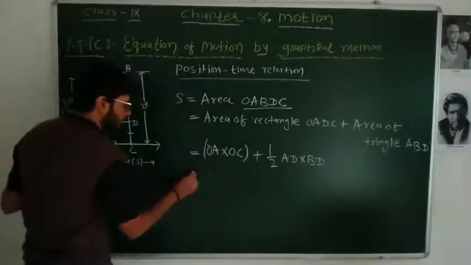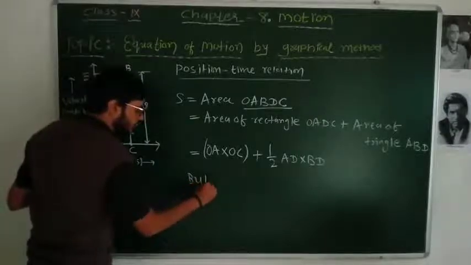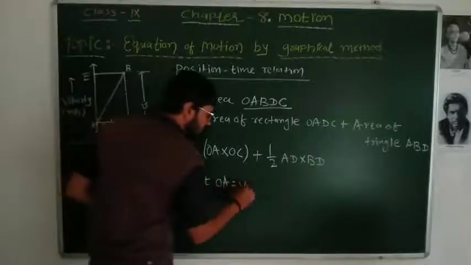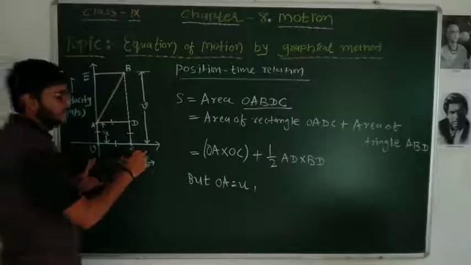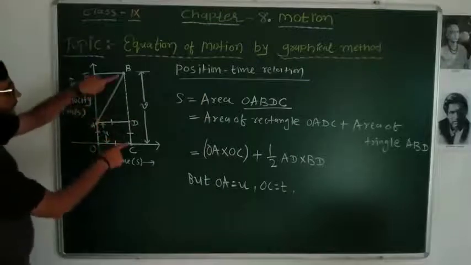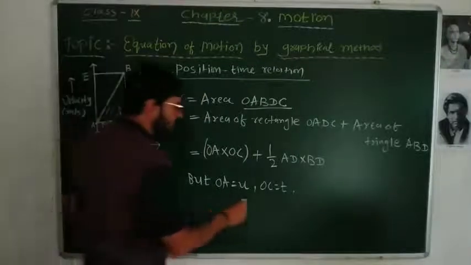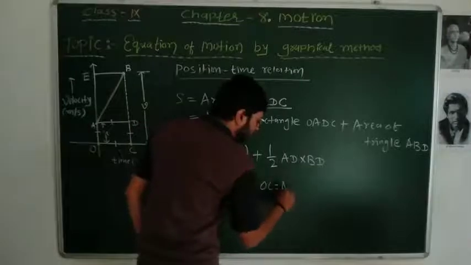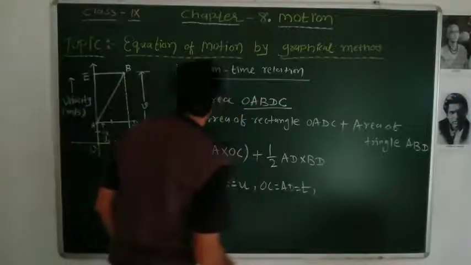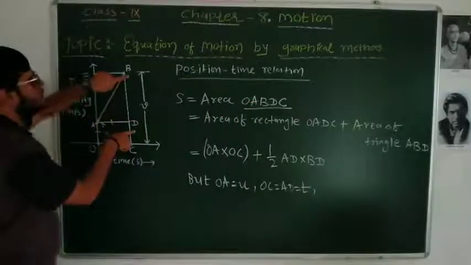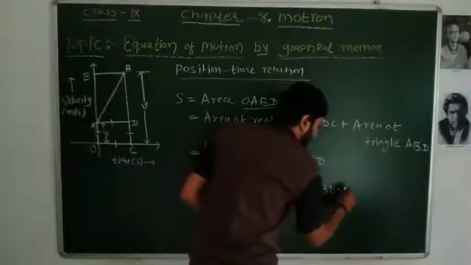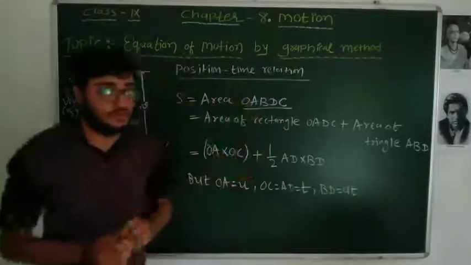So here we put in all the values. OA is the initial velocity of the object, and OC is the time interval, so we write T. AD is also the time interval, so OC is equal to AD is equal to T. Both are the same. And BD is the change in velocity, so we can also write BD is equal to AT from the first equation of motion.